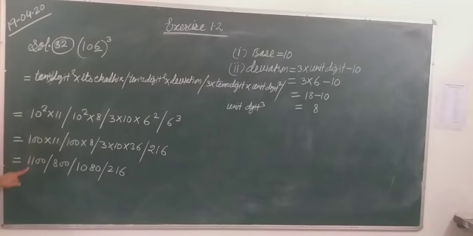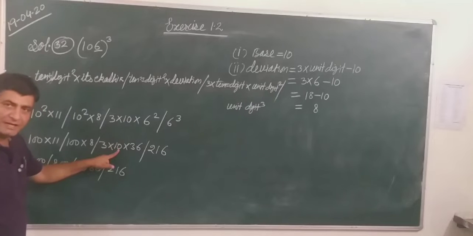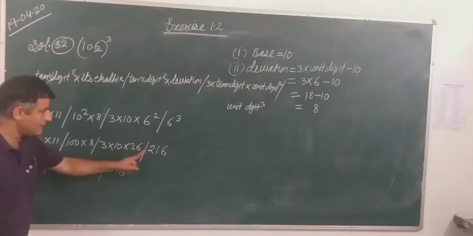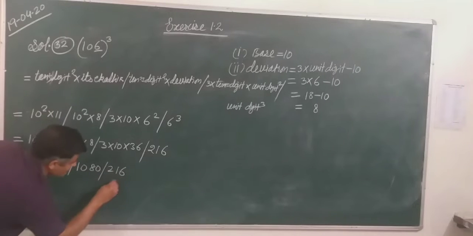See, 11 times 1 is 11. The 20 will be the same. 8 times 1 is 8. In the last, the tens place and ones place will be 0. Then 36 times 3 is 108. 108 multiplied by 10, you will put the 0 in the last. Then 216 is 216. So this is the unit place digit. Next, the next two digits you will add in the next oblique.